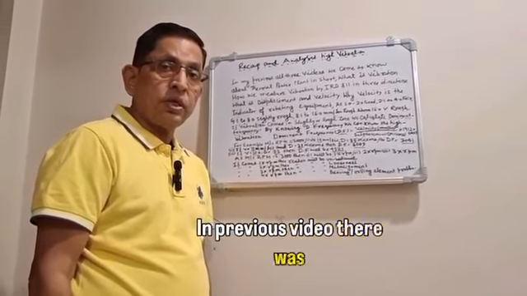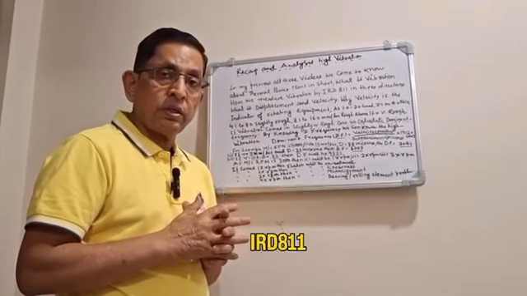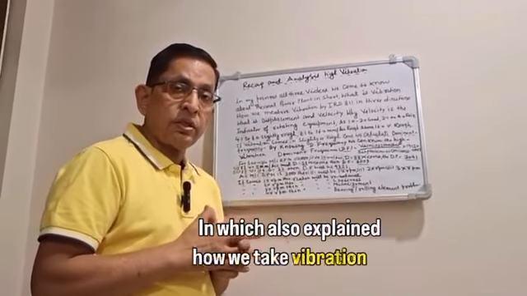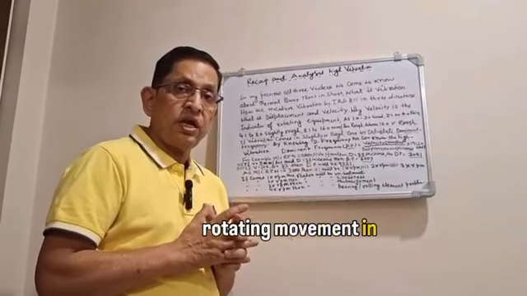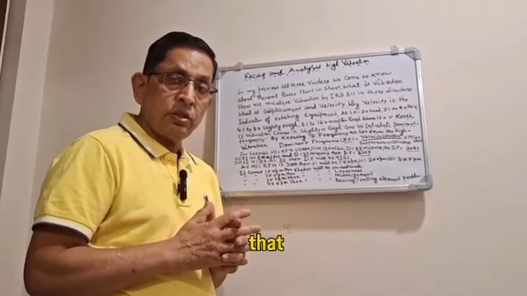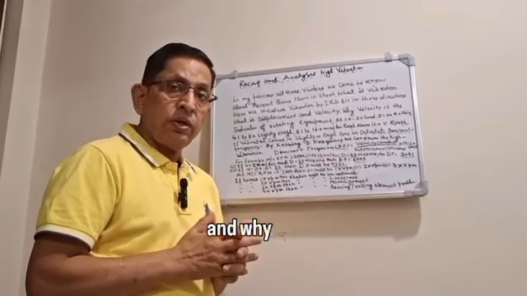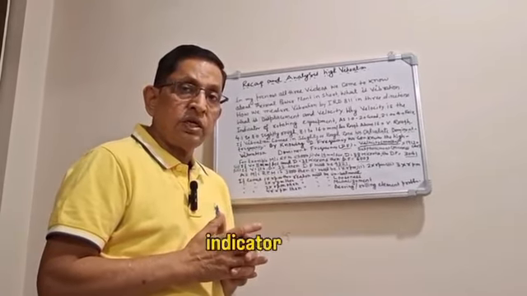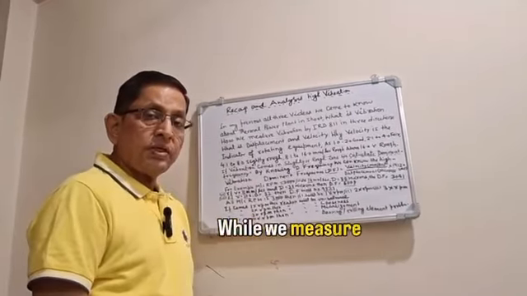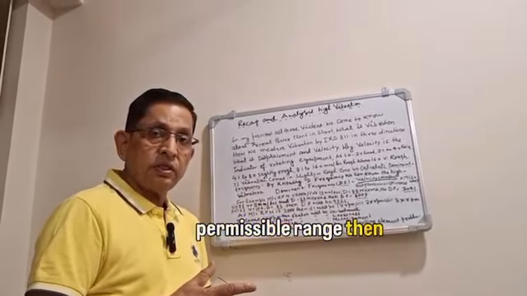In the previous video, there was the process of vibration monitoring by IRD 811, that is portable equipment, in which I also explained how we take vibration of rotating equipment in three directions: vertical, horizontal and axial. I also explained in that video what is displacement, what is velocity, and why we know the velocity as the indicator of machine. When we measure vibration of rotating equipment and vibration comes in permissible range, then that is okay.